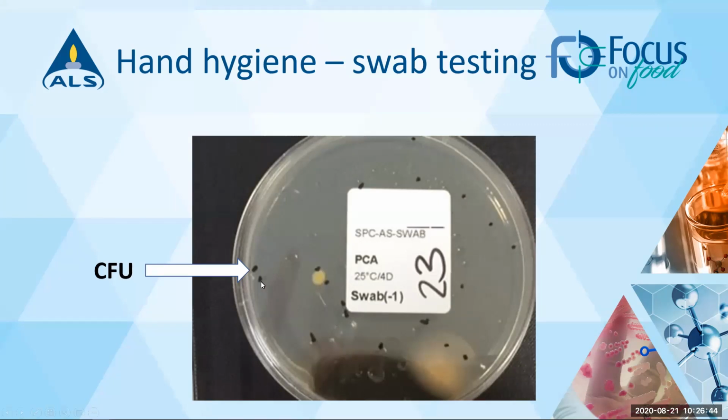So these black dots are ink spots marking a colony forming unit of bacteria. So you can see that there are around 30 colony forming units on this plate. And as we mentioned earlier, hands carry Staphylococcus aureus, but also potentially E. coli, and obviously they're a source of introducing contamination to the food contact surfaces or directly into the food.